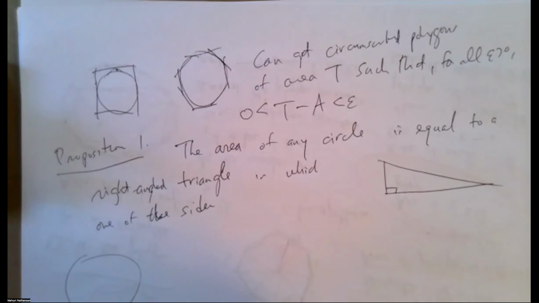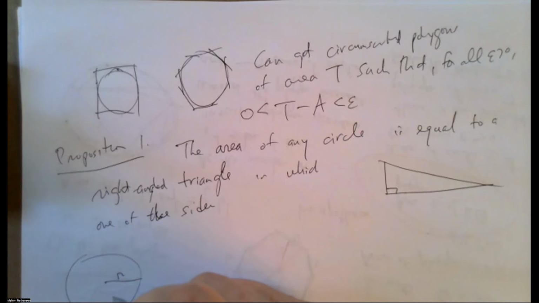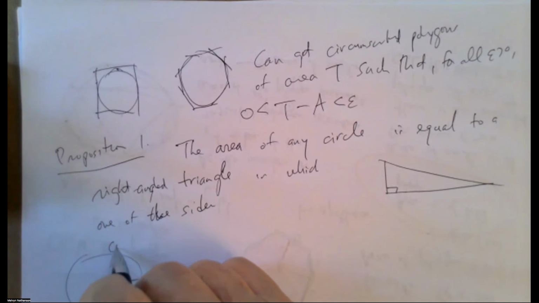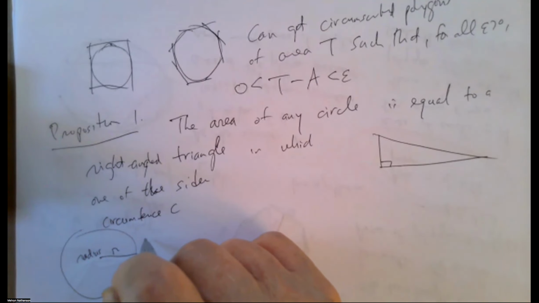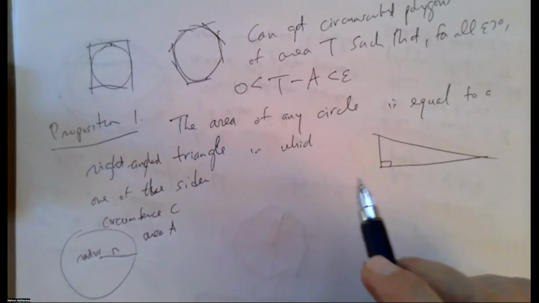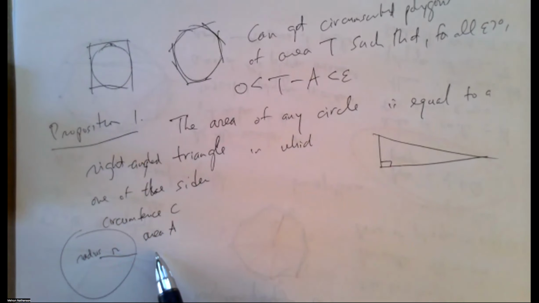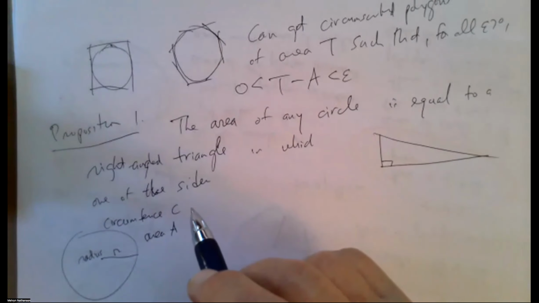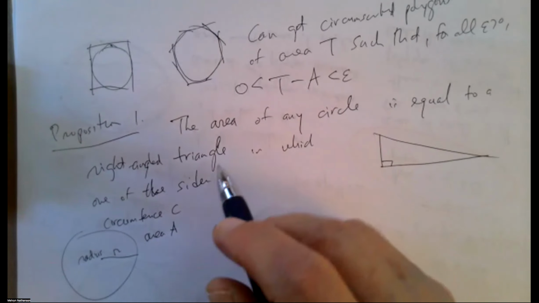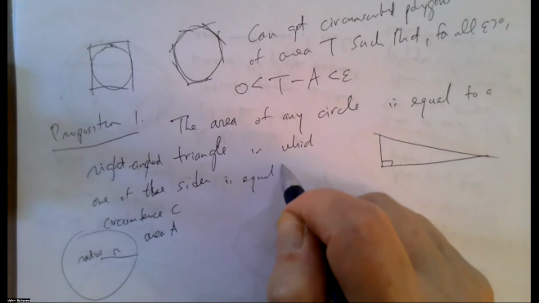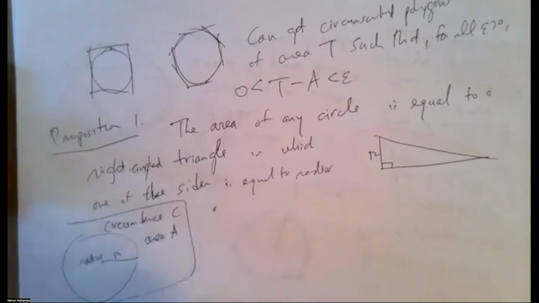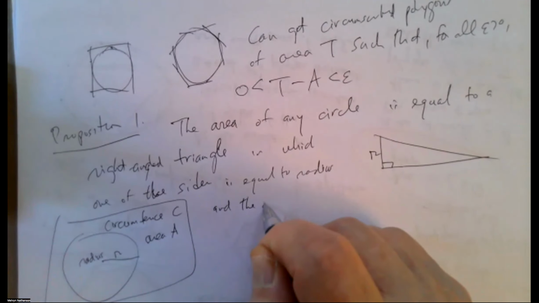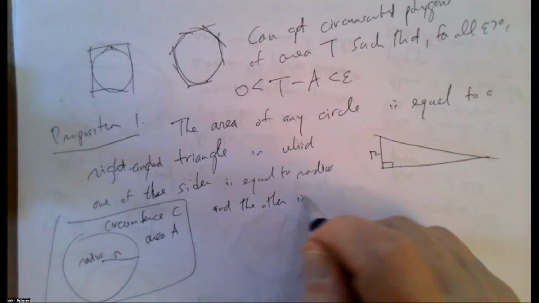so here's my circle. It has some radius r, so that's the radius, circumference c, and area a. So the area of the circle is going to be the same as that of a right angle triangle in which one of the sides about the right angle is equal to the radius, so this side is r, and the other is equal to the circumference.